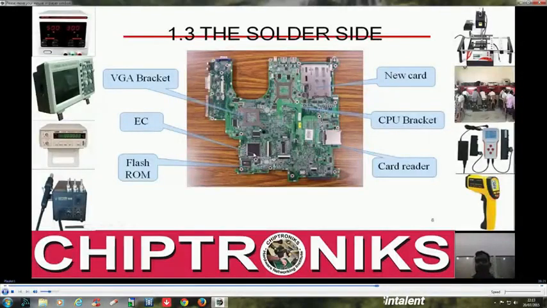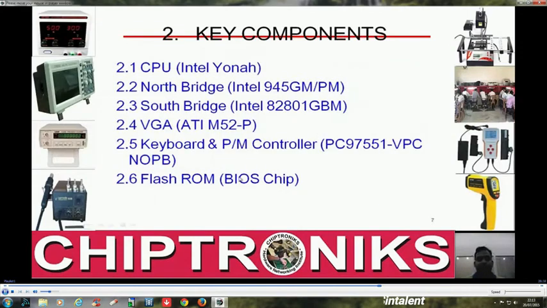Right? Whereas a north bridge or south bridge is found on the component side. And you know, the BIOS chip is connected to the IO controllers, and this is the card reader. Okay, so these are the key components of a notebook motherboard.